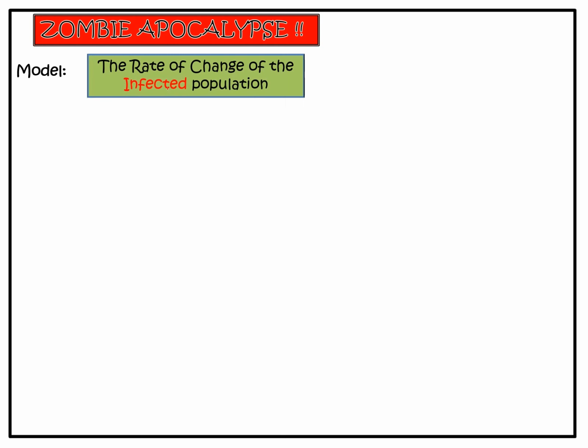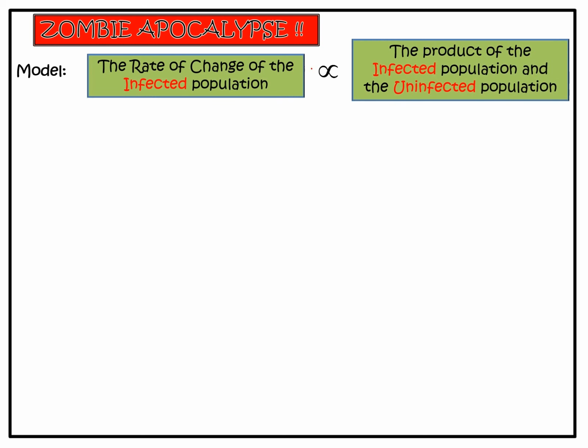Well, we would use a model where the rate of change of the infected population is directly proportional to the product of the infected population and the uninfected population. The reason that we do this is because once people are infected, they can't get reinfected. So there's sort of a product term in there that takes that into account.